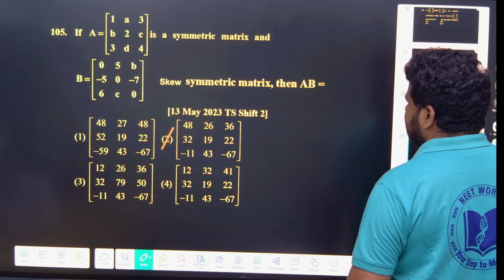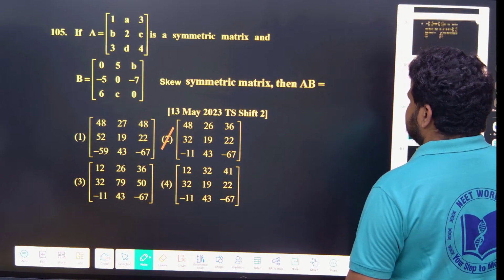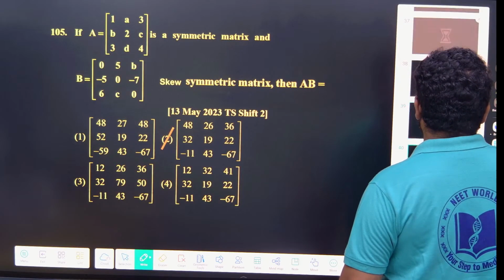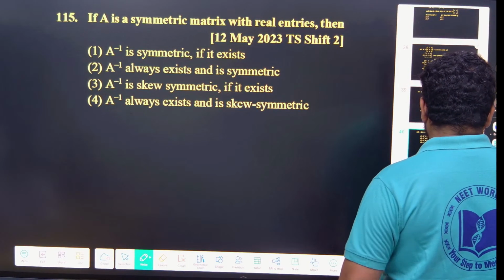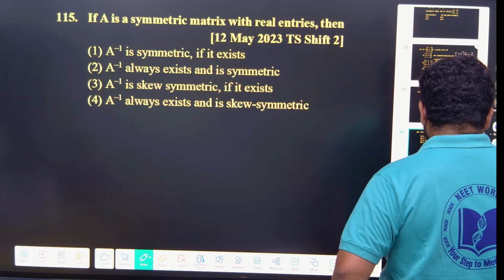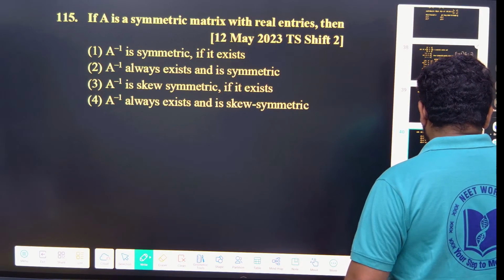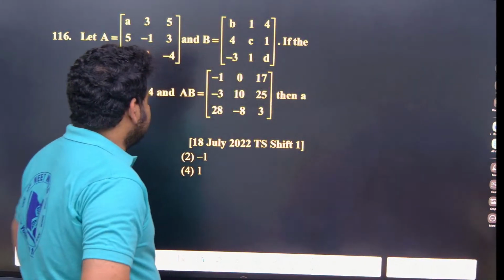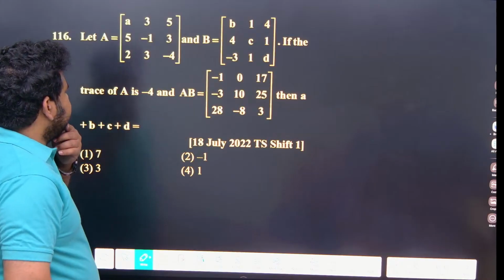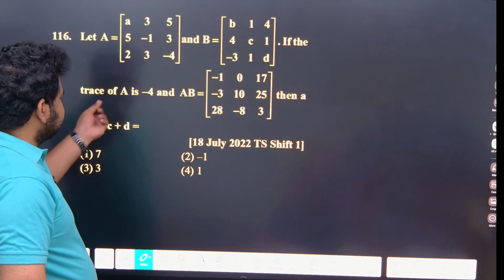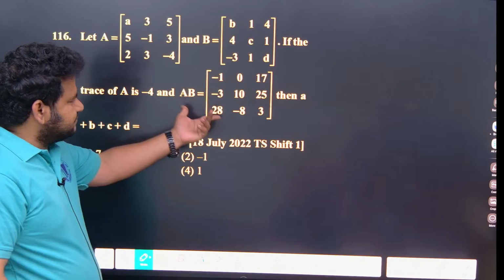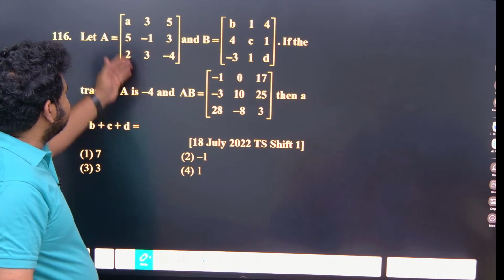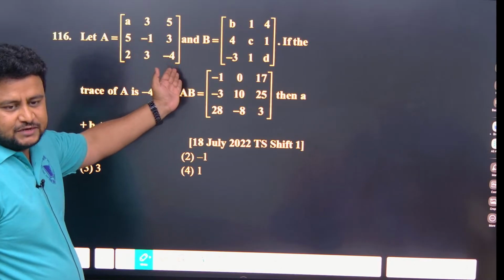This question is done, right? Same question, no? This was asked in 2023 TS. See here, this is 2022, there was. So A and B are given. If trace of A is minus 4 and AB is given, then A plus B plus C plus D is equal to what? Trace of A is minus 4 means the sum of the diagonal elements should be equal to minus 4.